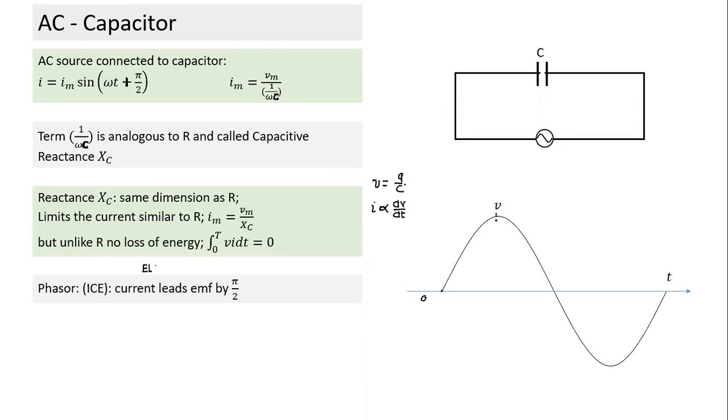What will the current be at this point of time? At this time, what will the current be here? At this point, what will the current be? When the voltage has become maximum, what will the current be at this point of time? dV by dt is zero, the voltage is not changing. If voltage is not changing, charge is not changing, so current is 0 here. So at this point current is 0.